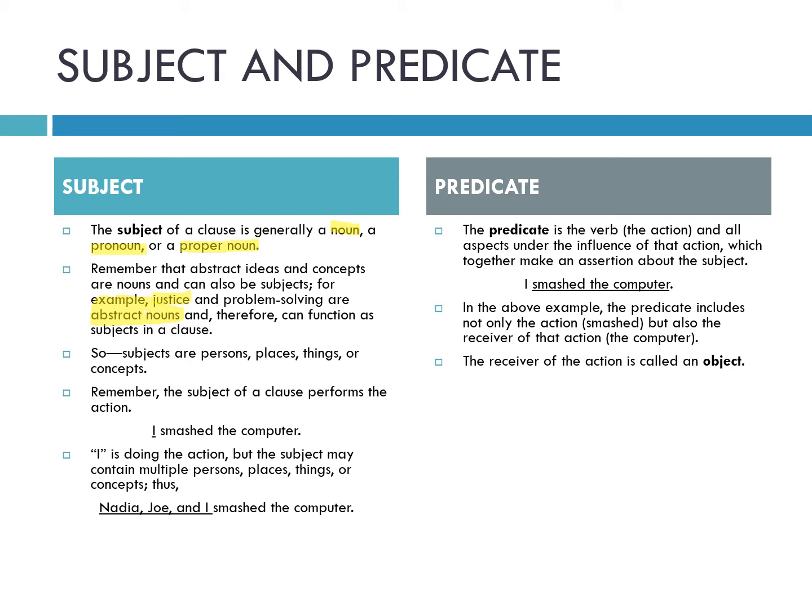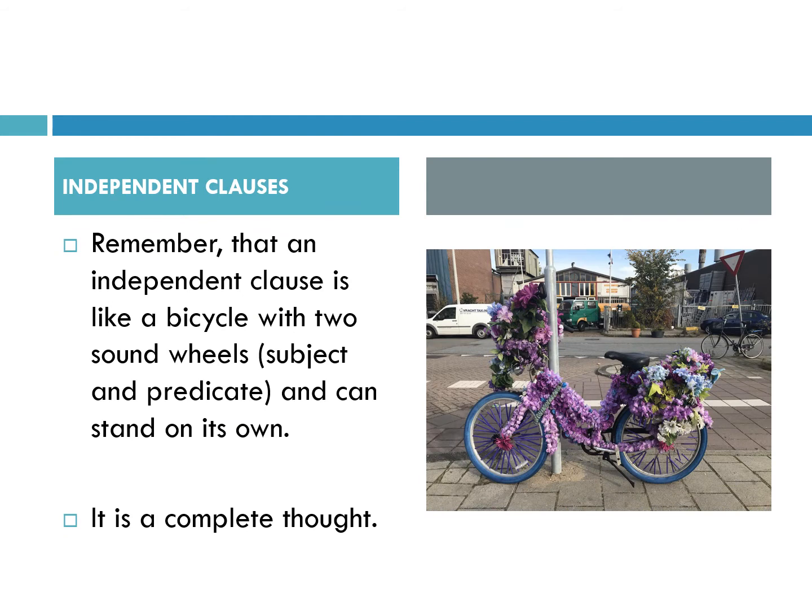The subject of a clause performs the action. So I am the subject, and smashed the computer is the predicate. And you'll see here, I, subject. Sorry, I should have done that in yellow for you. I is the subject, and smashed the computer is your predicate, the underlined portion. An independent clause is just a complete thought. An independent clause is a sentence.